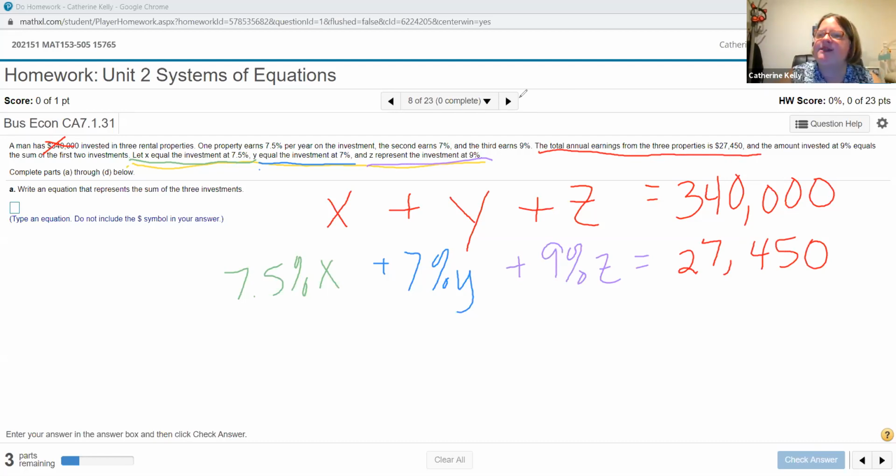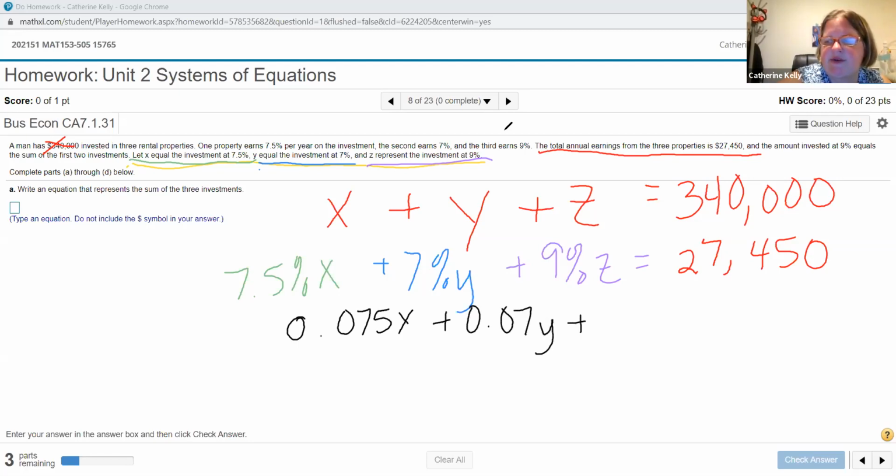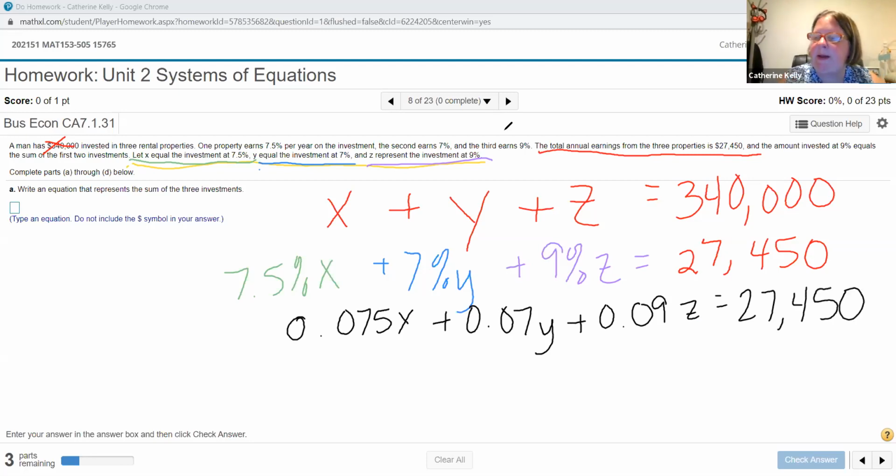However, whenever you have percents, you can't do anything mathematically with percents until you change them into decimals. So we're going to take that equation and change it into decimals by saying 0.075x plus 0.07y plus 0.09z equals 27,450. I did not have to change the 27,450 because it wasn't a percentage. So it was already okay.